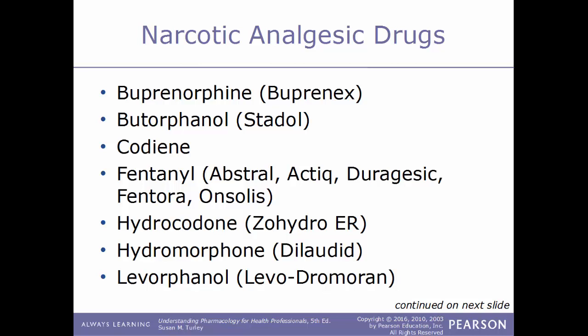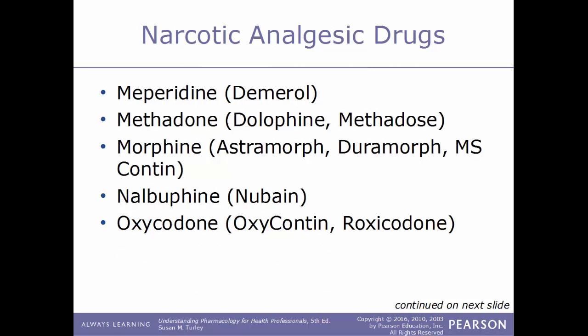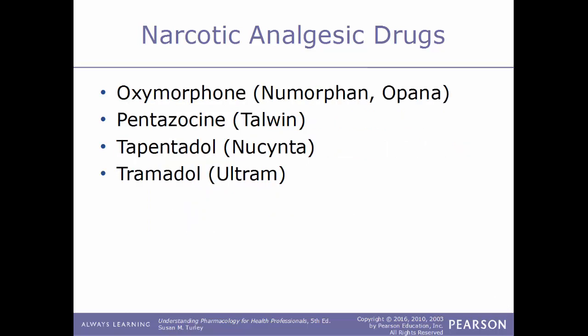sold under the name Levo-Dromoran, meperidine, more commonly known by the trade name Demerol, methadone, also sold as Methadose or Dolophine, morphine, known by the names Astramorph, Duramorph, or MS Contin, nalbuphine, also known as Nubain, and oxycodone, more commonly known as OxyContin or Roxicodone, oxymorphone, known by the names Numorphan or Opana, pentazocine, also known by the name Talwin, tapentadol, known by the trade name Nucynta, and tramadol, known by the name Ultram.